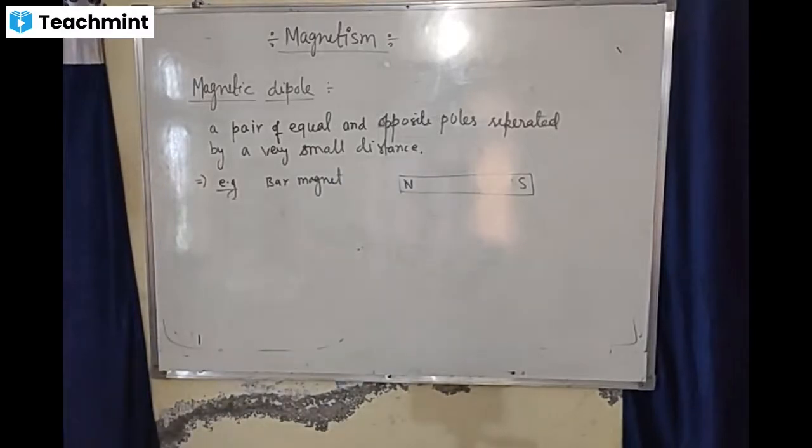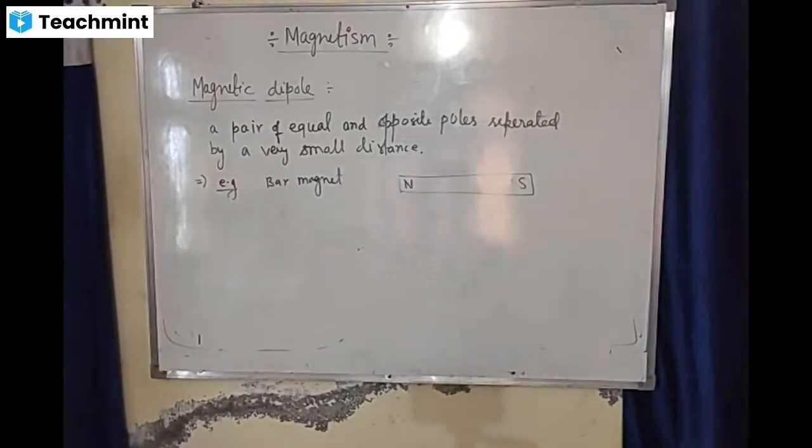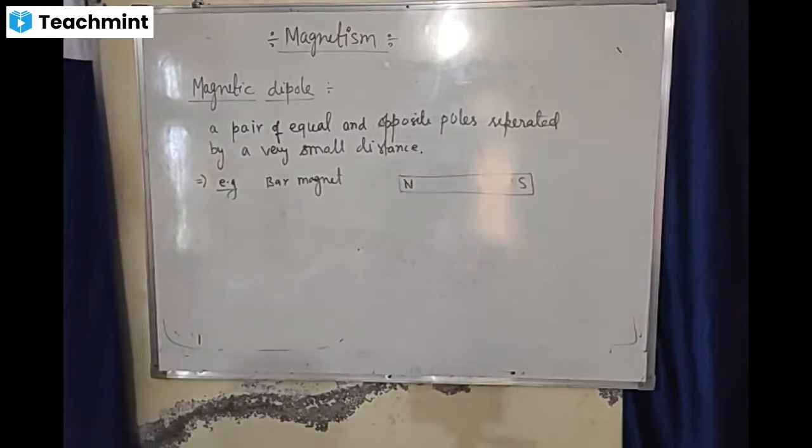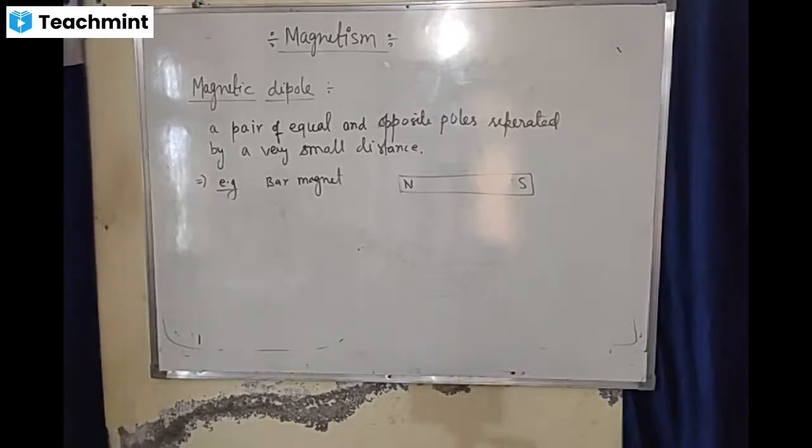Okay. And if we talk about the best example of magnetic dipole, the best example is bar magnet, because bar magnet is also separated by a very small distance. Small distance means around 10 to the power minus 30.